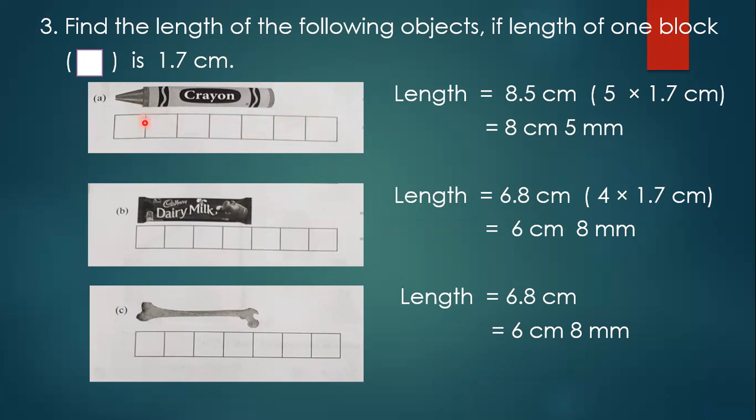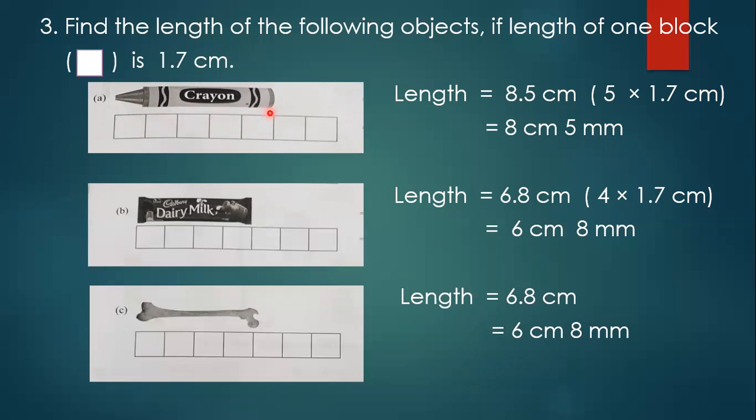And the length of one block is 1.7 centimeter. Don't be confused here. Don't take it as 1 centimeter. Here it is 1.7 centimeter. The length of one block, this much distance, is 1.7 centimeter. Now, first we will see what is the length of the crayon. See, it covers 1, 2, 3, 4 and 5. The length of the crayon is equal to 5 blocks.